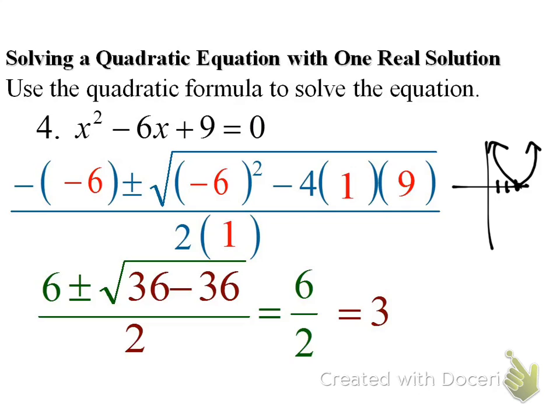Any questions on that? You guys might have noticed all the ones we did previously, we got a positive number as our discriminant, and we had two solutions. We had the plus solution and we had the minus solution. When the discriminant is 0, you only have one solution. It's because the vertex falls on the x-axis. Questions so far?